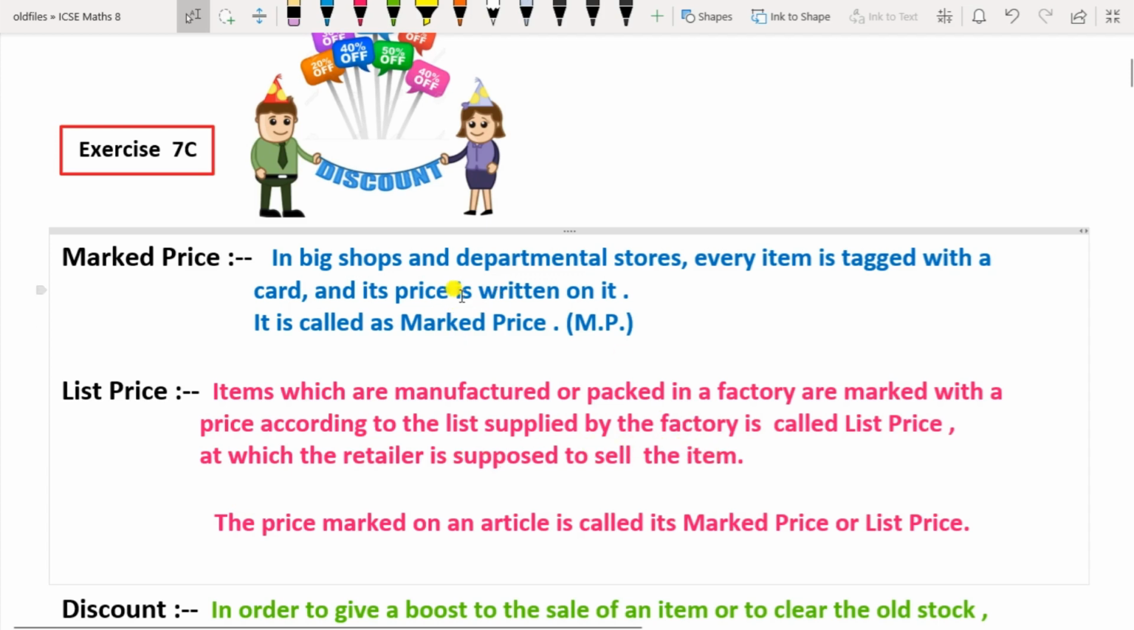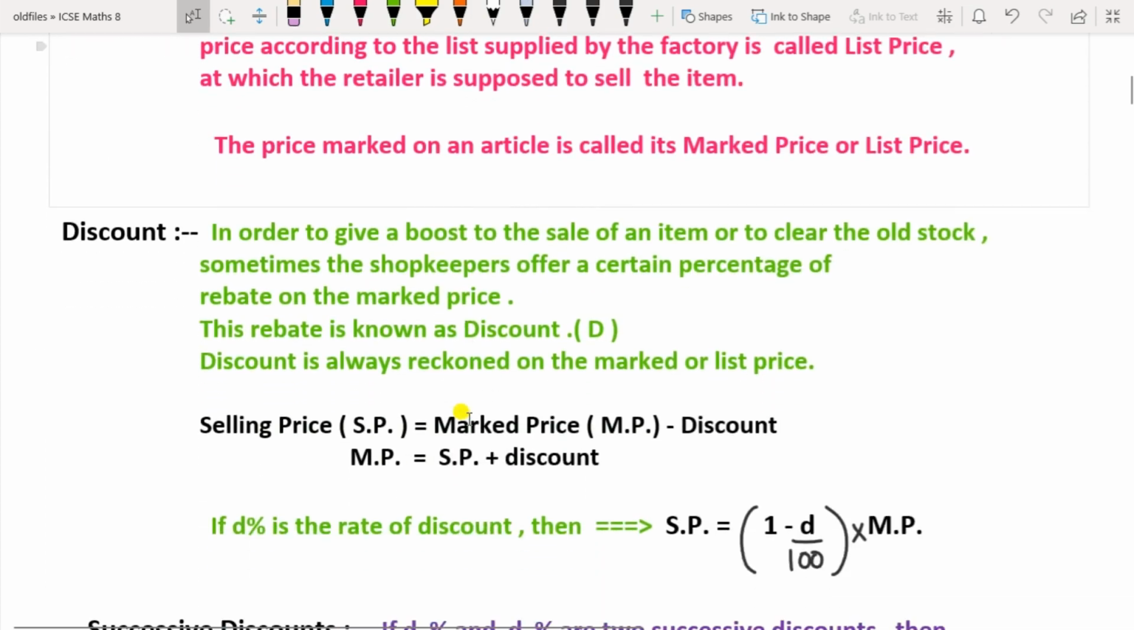So here the mark price is written by the departmental store owner, and the list price is the price marked by the company itself or the factory itself. So that is the difference, but both are one and the same thing, that the customer has to buy with this price.